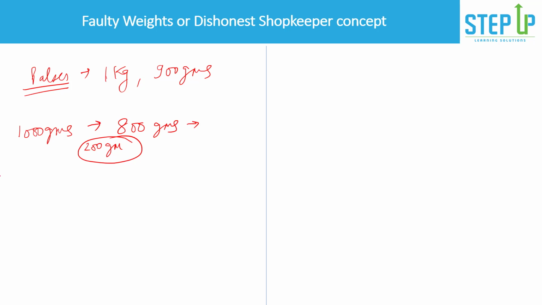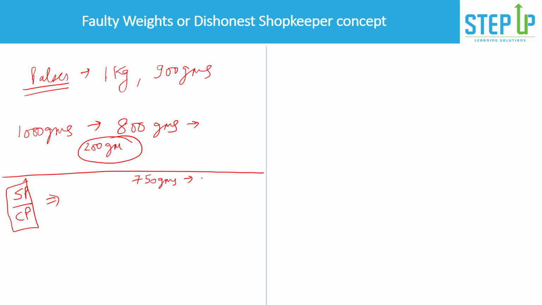Now, how do we apply this in problems? Remember our important concept of SP upon CP, which we have used in our previous video also, and we will use this in all profit and loss questions. Remember this ratio, SP upon CP. This is a very important ratio. Now let's take the example where the machine is not working properly and it actually gives 750 grams, but it shows that this is 1000 grams.